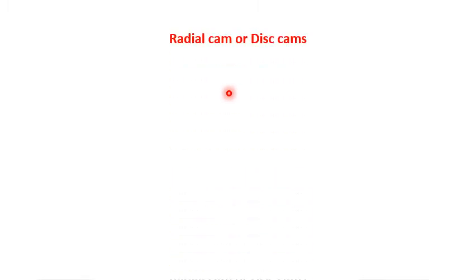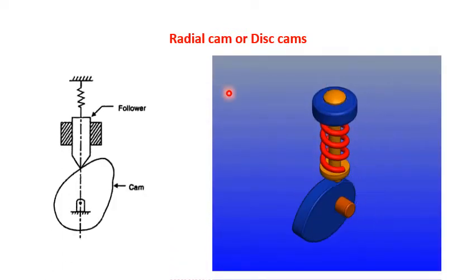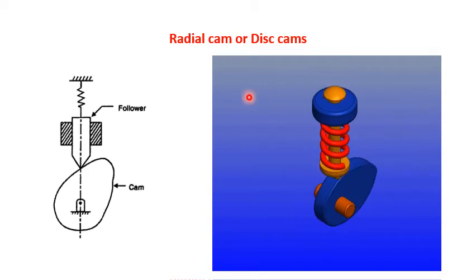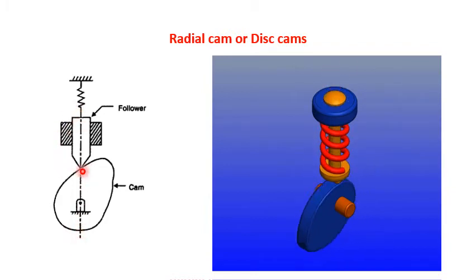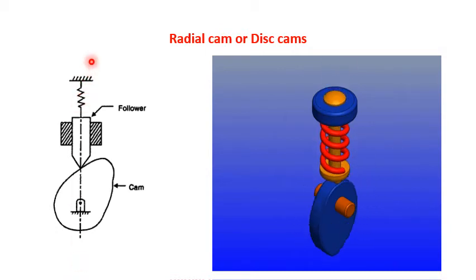So next one, radial cam or disc cam. So this is called a radial or a disc cam. In this type of cam, the position of the follower is determined from the cam axis. This is called the cam axis. So where this follower axis is coinciding with the cam axis, therefore they are called the radial cam.